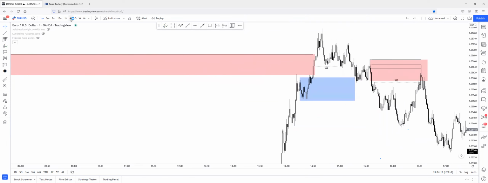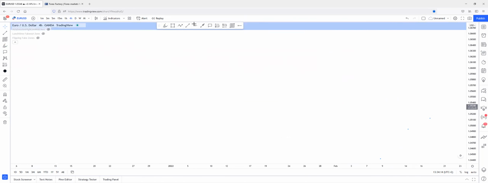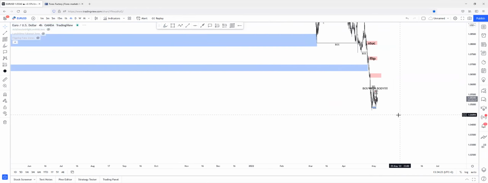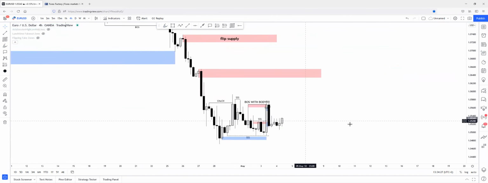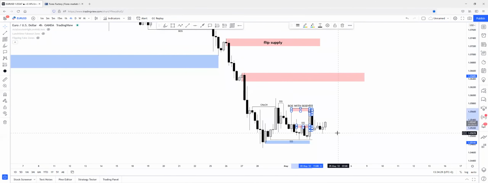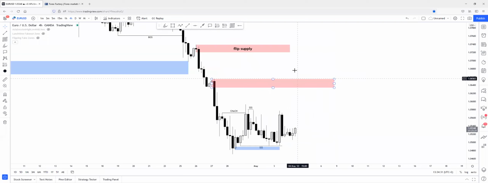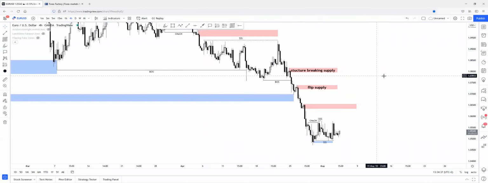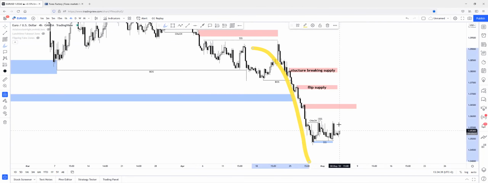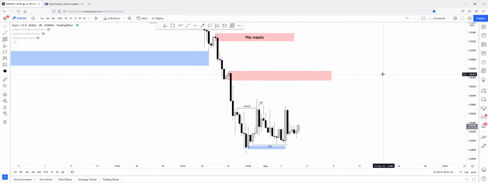Okay, so quick top-down analysis. From the 4-hour chart, there's nothing much to explain because there's literally nothing happening on the 4-hour chart. As you can see, the 4-hour chart is boring because basically, since this huge inefficient movement to the downside, nothing has really happened. Price is in a pullback phase up to some supply zone.